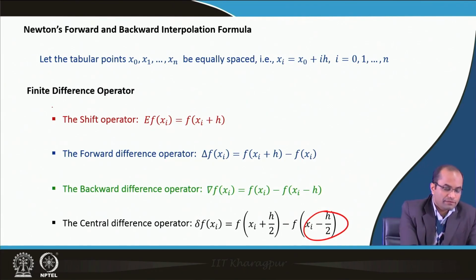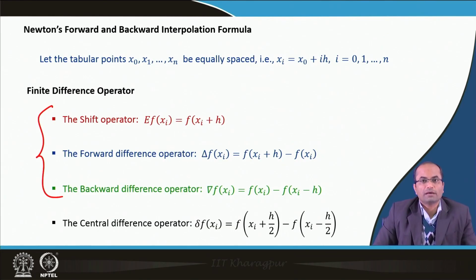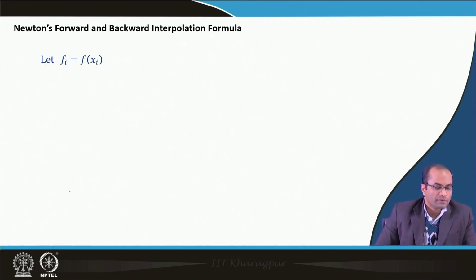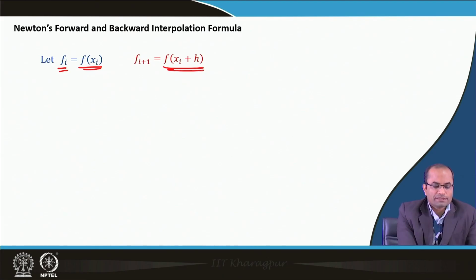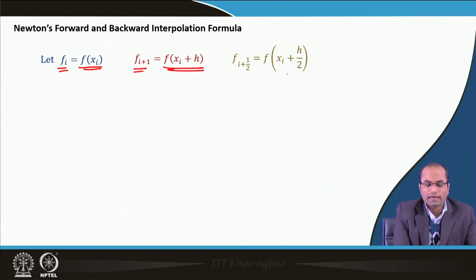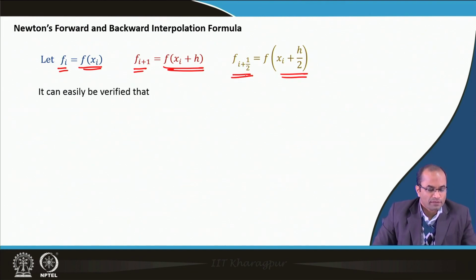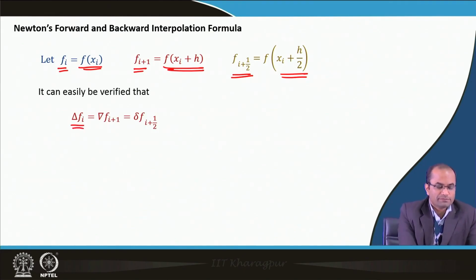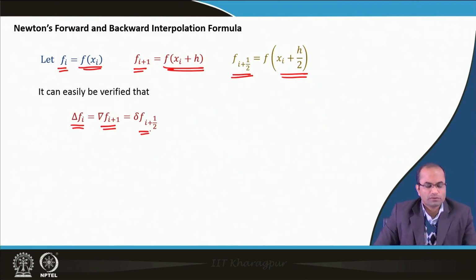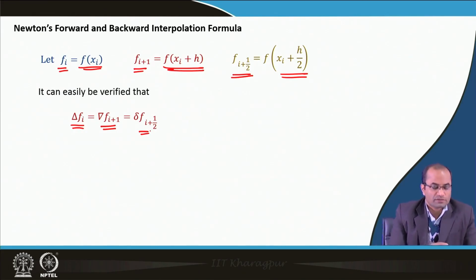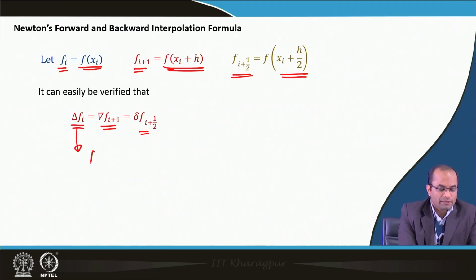Having these operators, mainly the first three, shift, forward and backward, we will continue with some relations between them. Let us assume for simplicity that f(x_i) is denoted by f_i, f(x_i plus h) is denoted by f_(i plus 1), and f(x_i plus h by 2) is denoted by f_(i plus half), just for simplicity of writing. Here it can easily be verified that delta f_i equals nabla f_(i plus 1) and also equals the central difference operator on f_(i plus half). One can easily see all these relations, it is not difficult. For instance, delta f_i will give, as per the definition, f_(i plus 1) minus f_i.